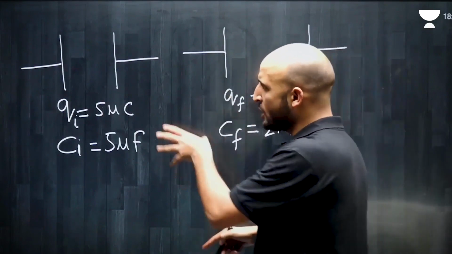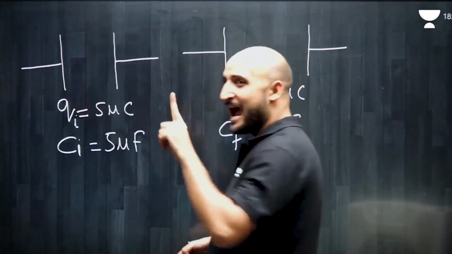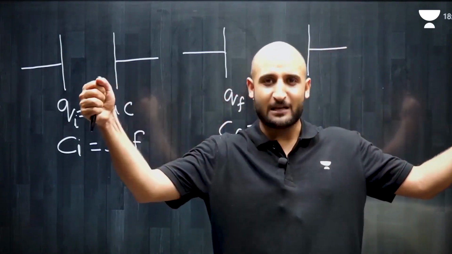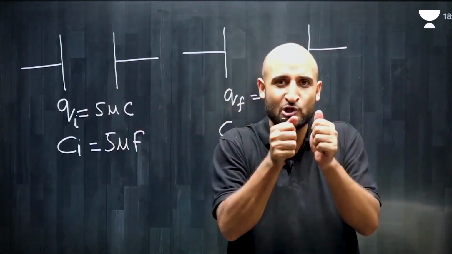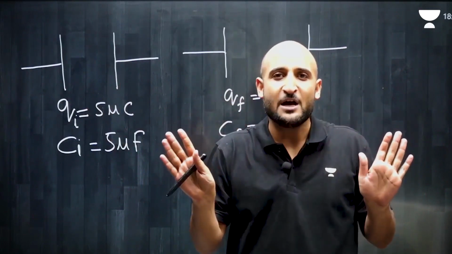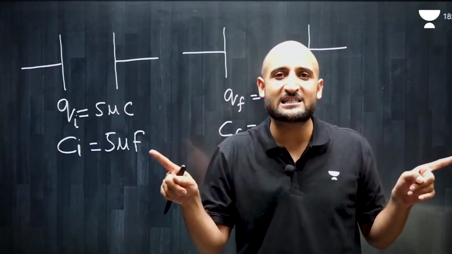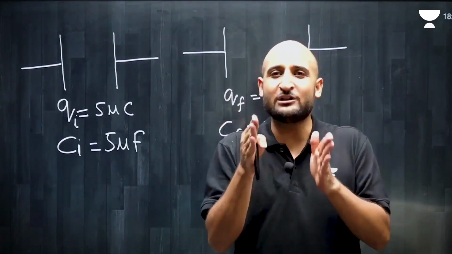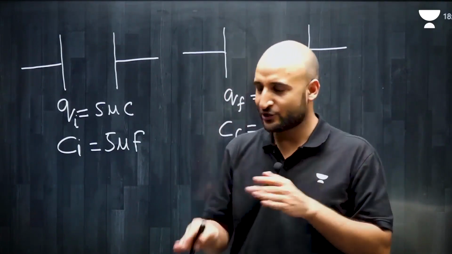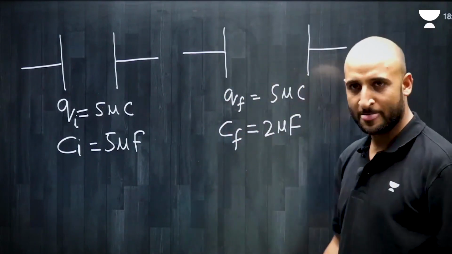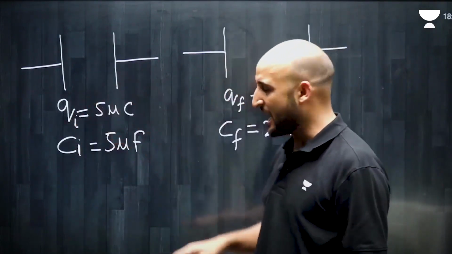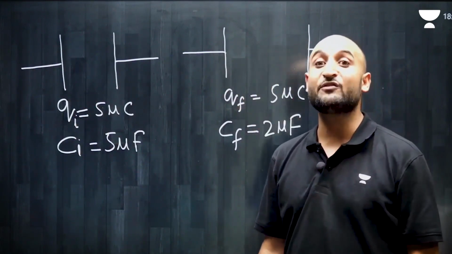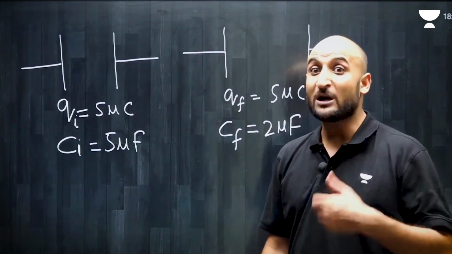Reason? Because this capacitor is an isolated system. It doesn't matter whether you move the plates apart or bring them closer, charge is not going anywhere because it is not connected to any other system where the charge is going to flow. The charge on the capacitor is going to remain constant, so it will be again 5 microcoulomb. So you have initial capacitance, initial charge, final capacitance, final charge. You're asked what will be the work done?